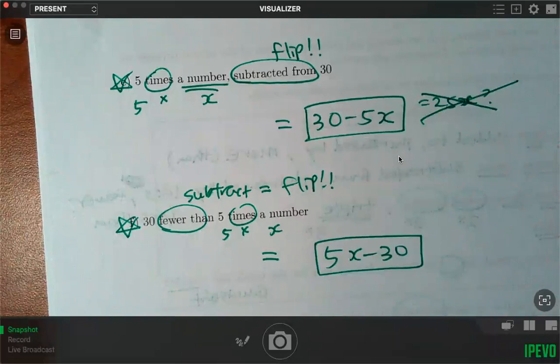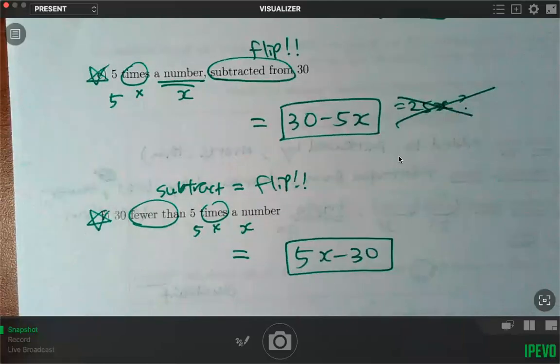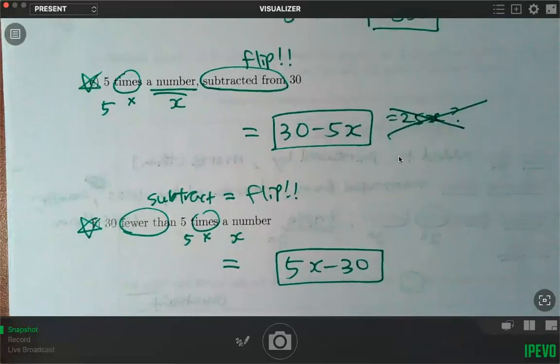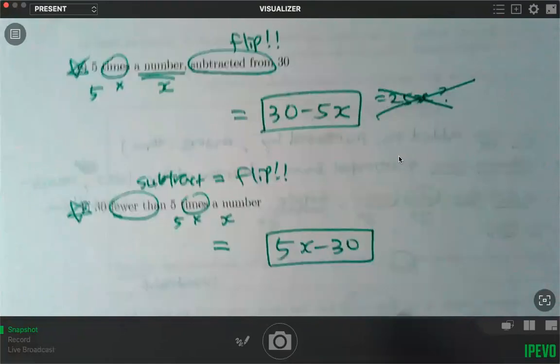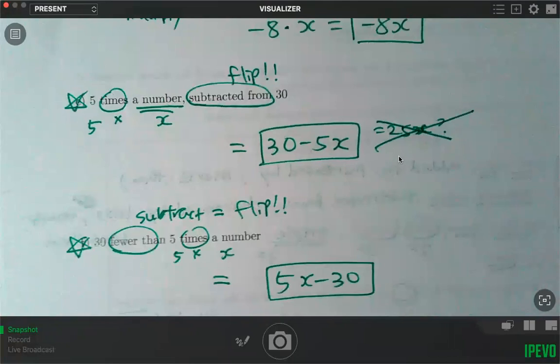Okay, so today we're going to continue section 3.3, where we were translating words into math expressions. The one thing you have to be careful with is subtraction: depending on which word is given, you may have to flip the words or numbers, or you may not. For example, when you have subtracted from, you have to flip the 2 words or the 2 numbers. So 30 and 5x need to be flipped. If you have fewer than, this is also flipped, so you have 5x minus 30.